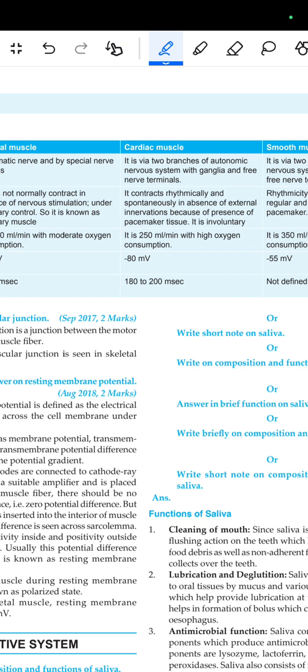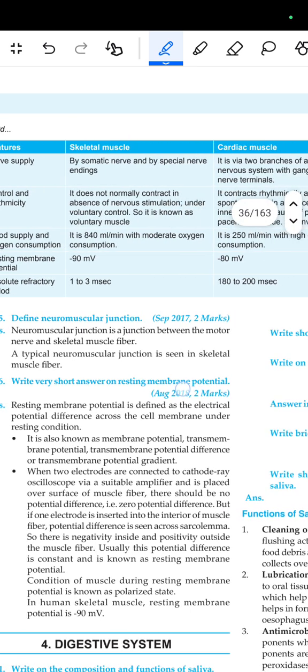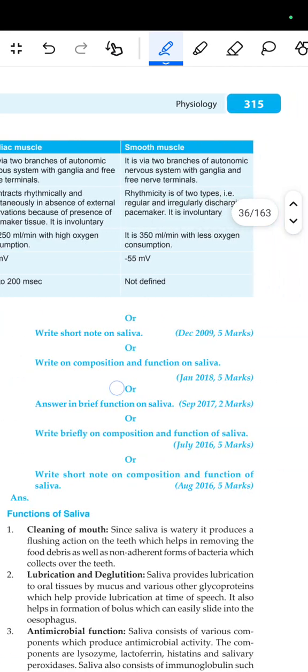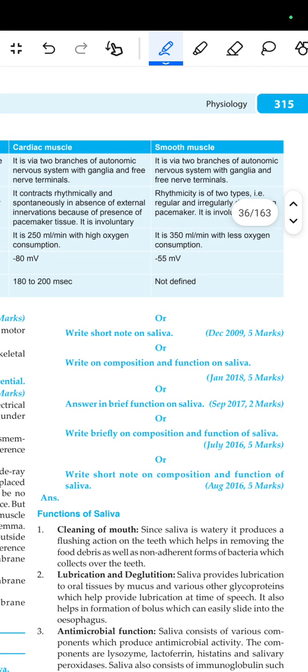It is involuntary. It is 250 ml per minute with a high oxygen consumption, -80 mV resting membrane potential, and absolute refractive period is 180 to 200 millisecond. A smooth muscle has two branches of the autonomic nervous system with ganglia and the free nerve terminals.